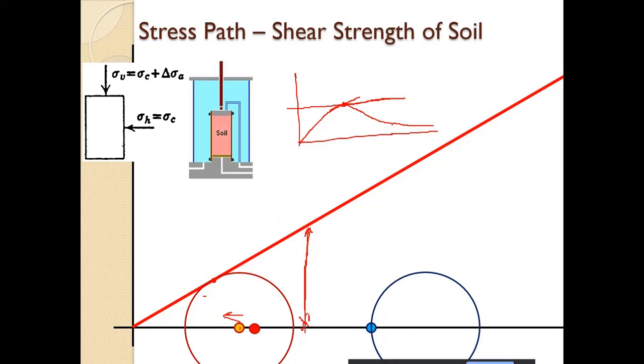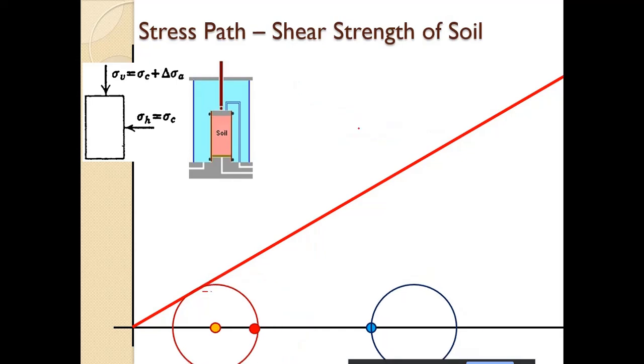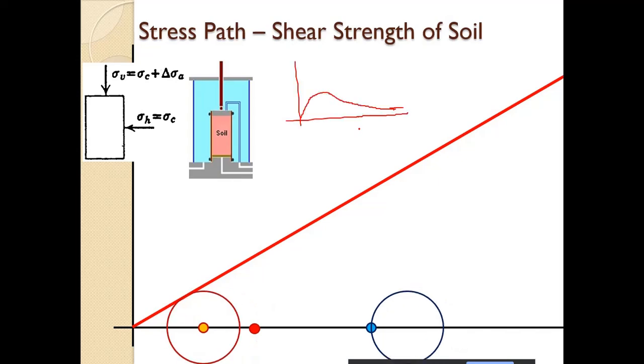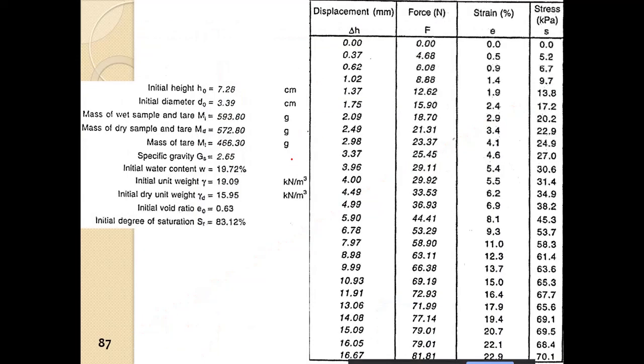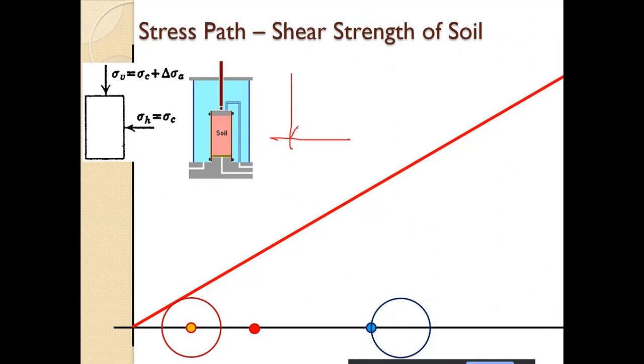After that, if it is in a very loose state, excess pore water pressure will be generated and there will be a decrease in the deviatoric stress, like this. Now the soil will constantly shear at this value, and as the sample is moved up, the proving ring will constantly show the value of this state.